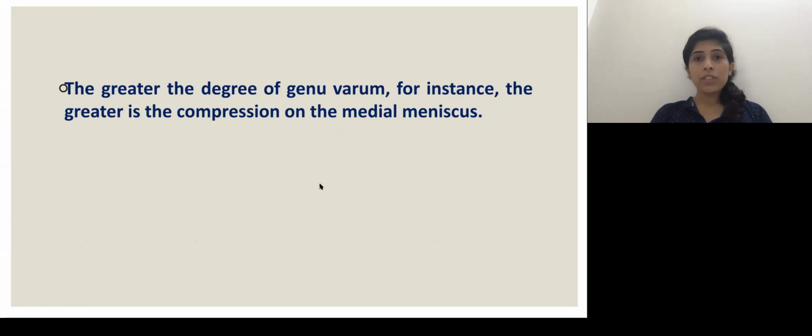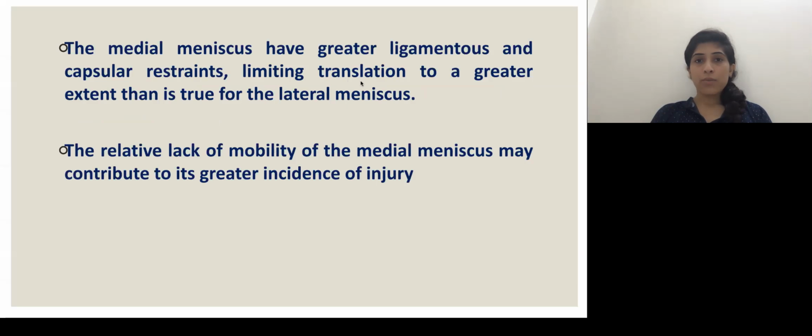The greater the degree of genu varum, for instance, the greater is the compression on the medial menisci. So that depends on the degree of genu varum. The medial menisci have a greater ligamentous and capsular restraint. As a result, it limits the translation, or the movement, of the medial menisci compared to the lateral menisci. And as a result, there is a lack of mobility of the medial menisci, and that may contribute to the greater incidence of injury.